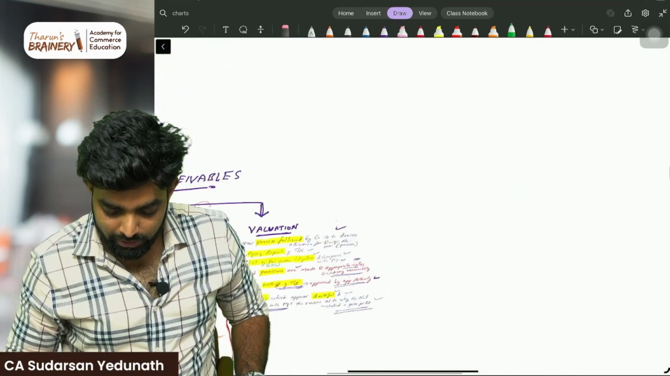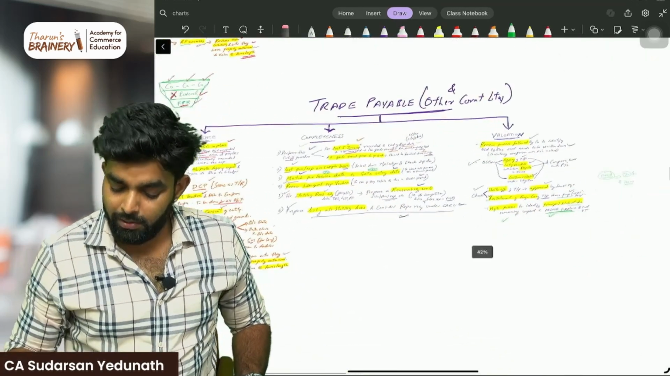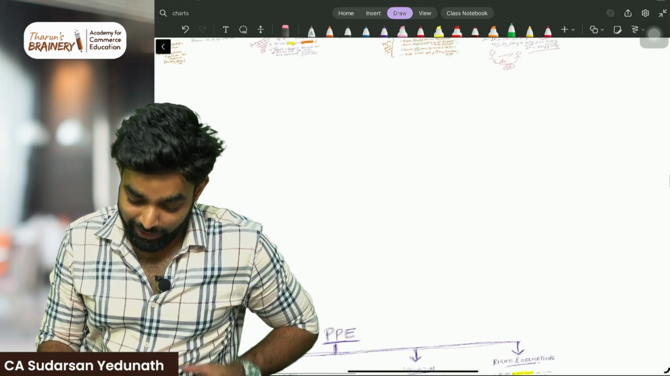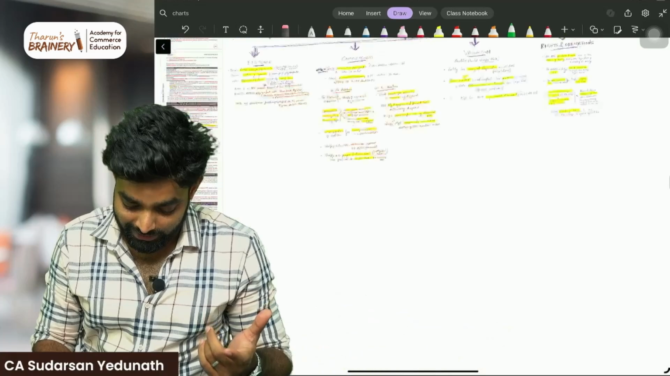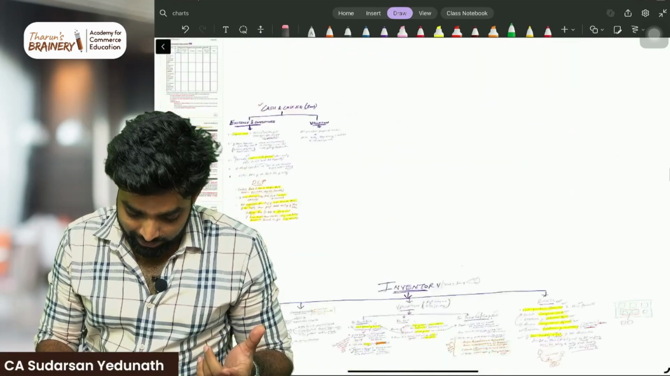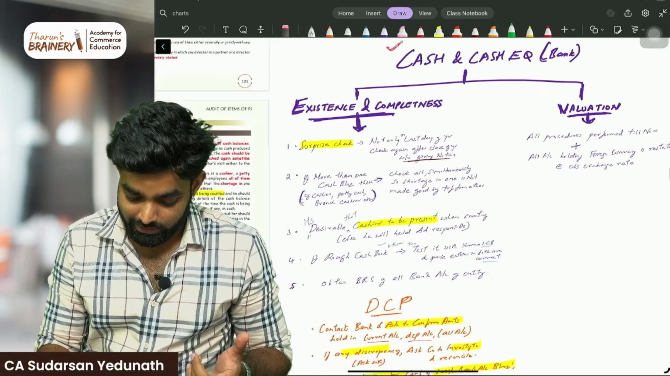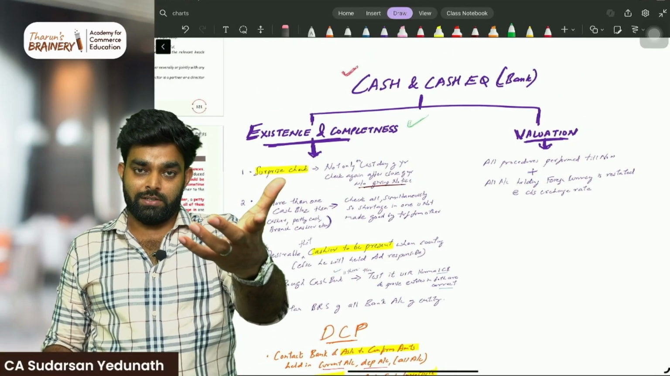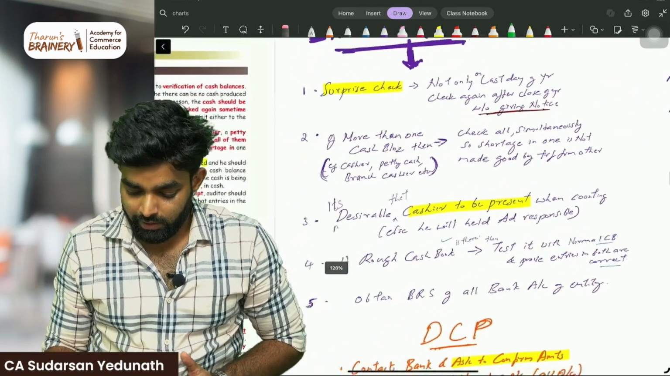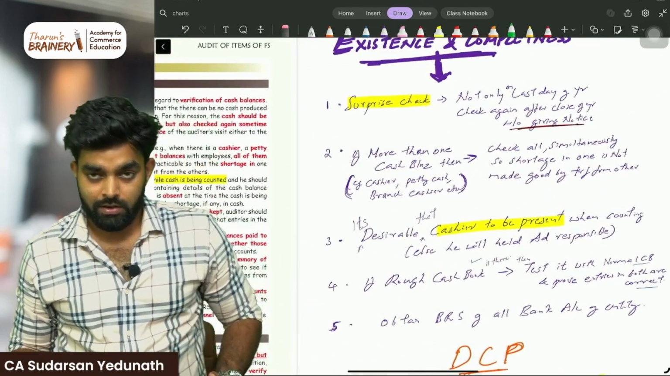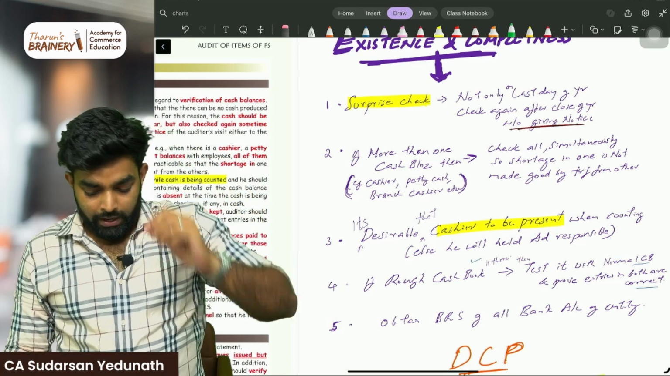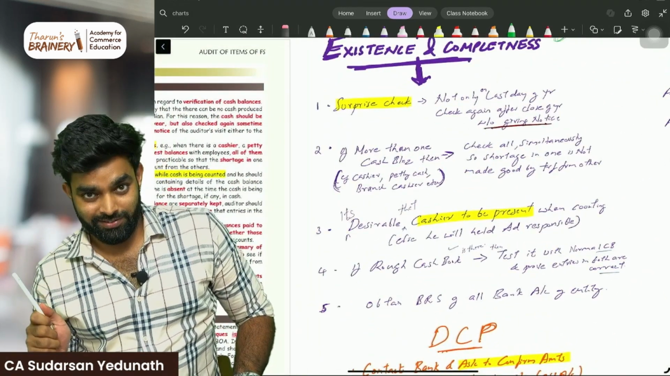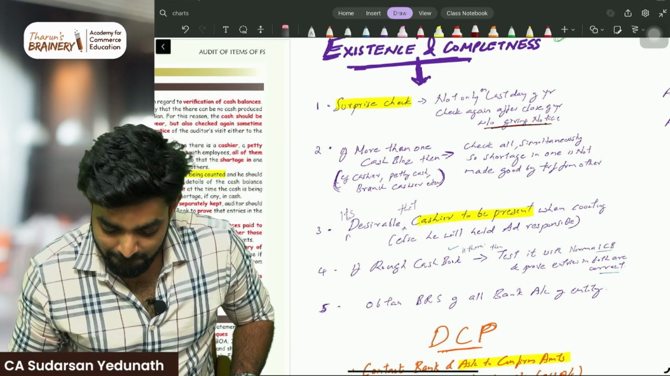So hope you got the valuation as well, right? Trade receivable and trade payable, we are done. Hope you got an idea about that. Then next is cash and cash equivalent. Inventory we'll do later, because we'll focus on the easy stuff now. For cash and cash equivalent, for existence and completeness, the same procedure is what we are going to follow, and valuation is also there. So what is the procedure for existence and completeness? Simple as that. We'll see.